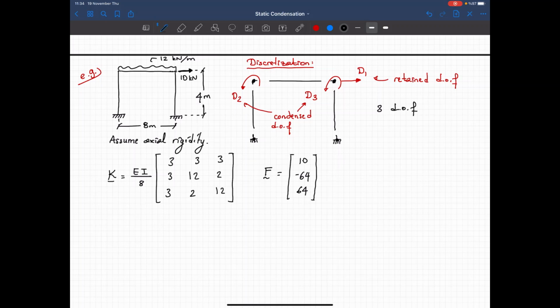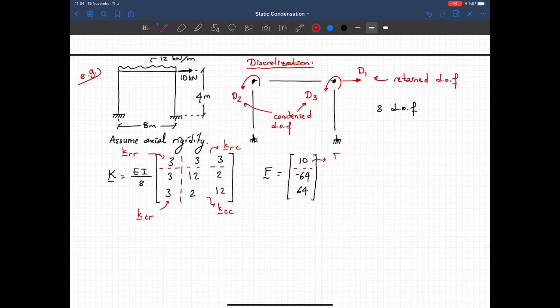Okay, now let's partition the stiffness matrix. So I will just retain only 1 degree of freedom. So I will partition it as follows. And also partition the force vector. So this is my KRR matrix. This one is KRC. This one is KCR. And that one is KCC.